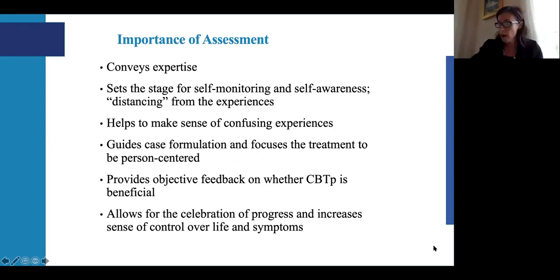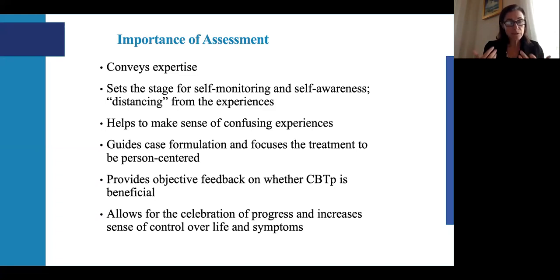So why is assessment important? When you ask about things in an assessment that the person has experienced, you are implicitly conveying a certain expertise. And you're also normalizing this to some extent. You're letting the person know other people have experienced this. There's a measure created to assess this, so other people have clearly endorsed it. So it also provides distance from the experiences.